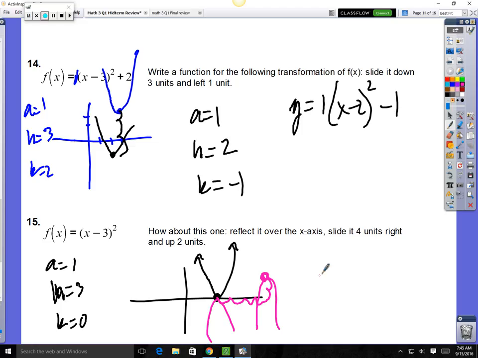So my new A, if you reflect it, that's just a negative 1. My new H is how far to the right we are. So we used to be right 3, then we went 4 more, so my H is 7, and my K is how far up and down, and my K is up 2. So my new equation is y equals negative x minus 7 squared plus 2.